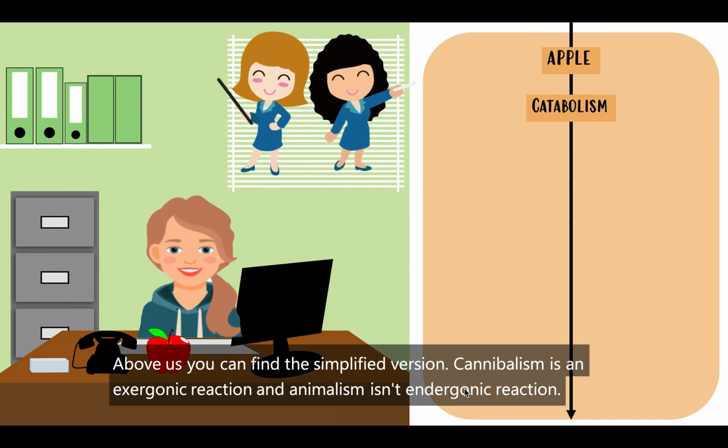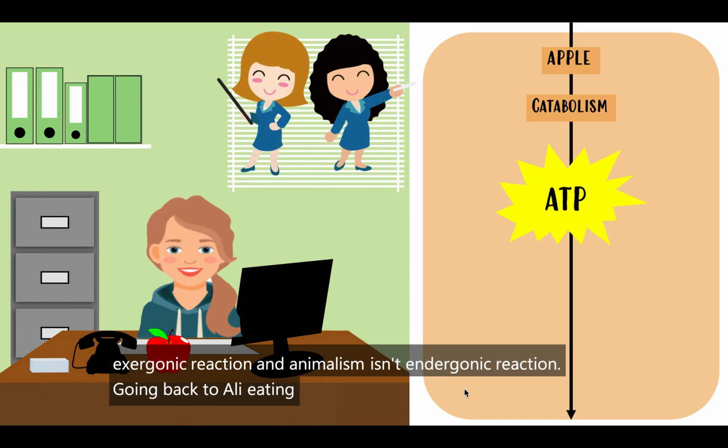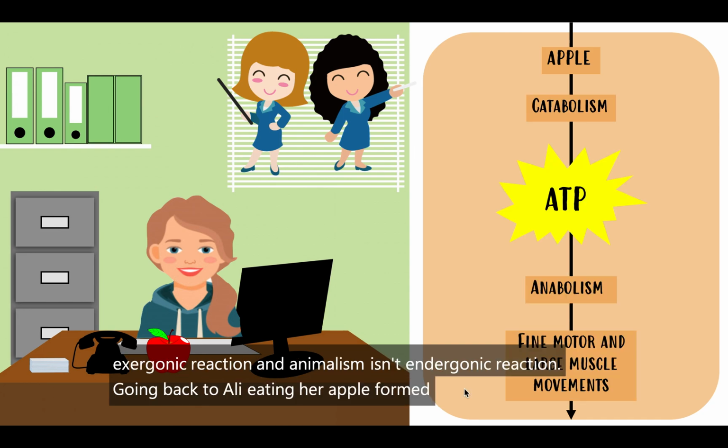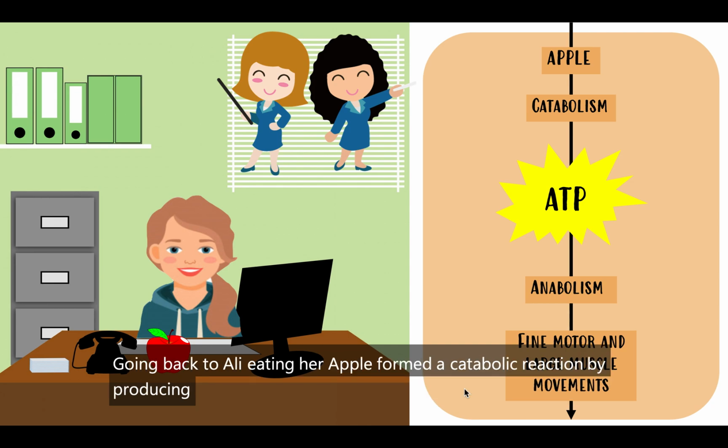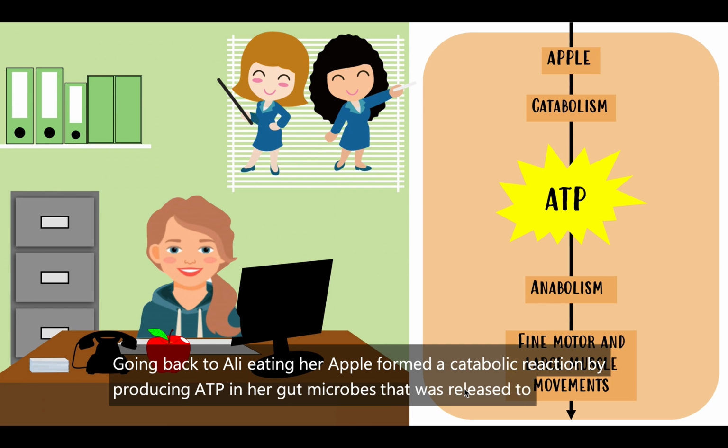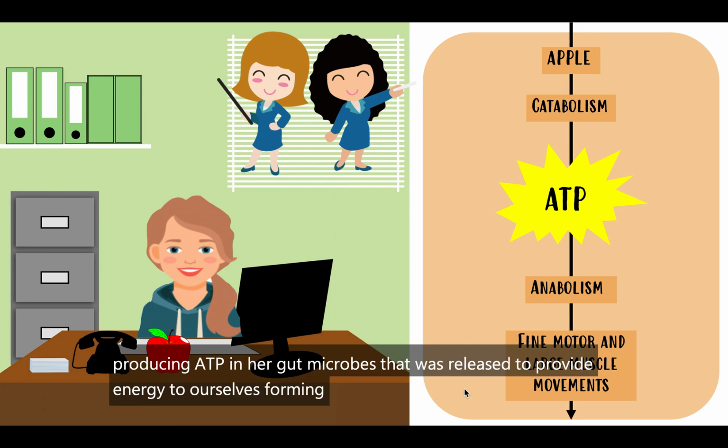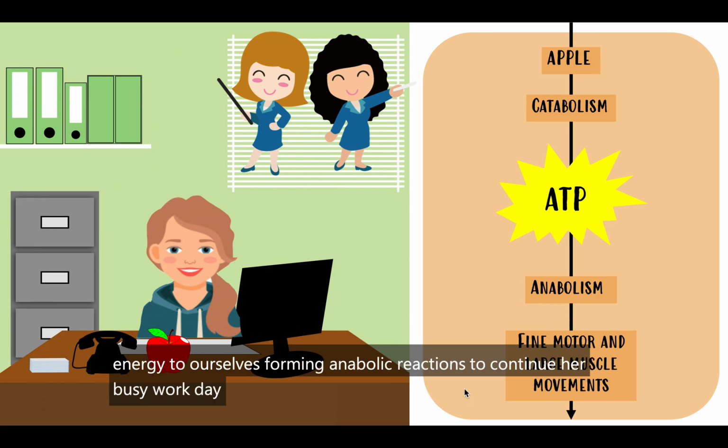Going back to Allie, eating her apple formed a catabolic reaction by producing ATP in her gut microbes that was released to provide energy to her cells, forming anabolic reactions to continue her busy workday using her fine motor skills and large muscle movements at her desk.